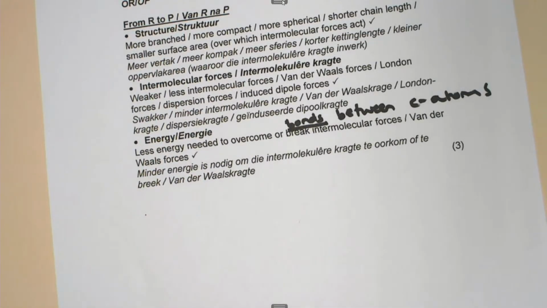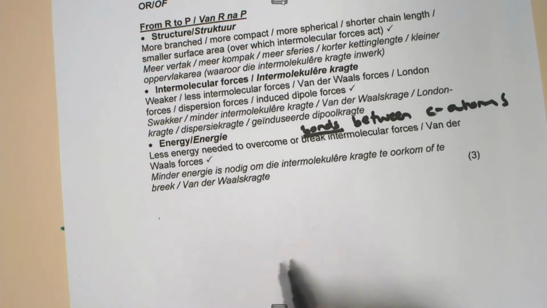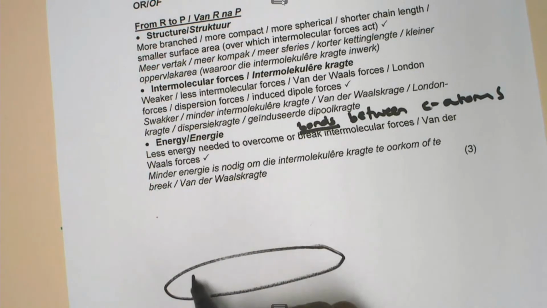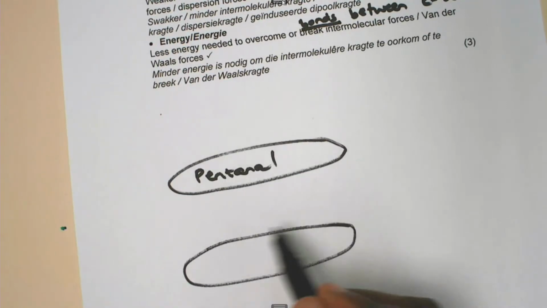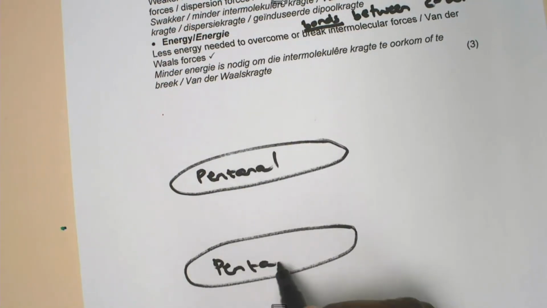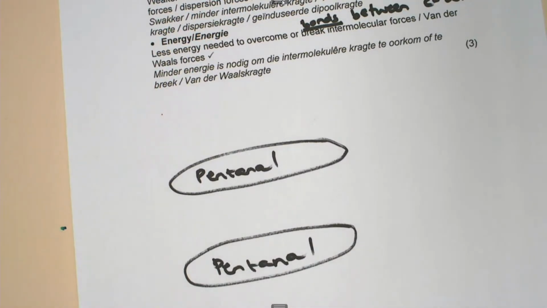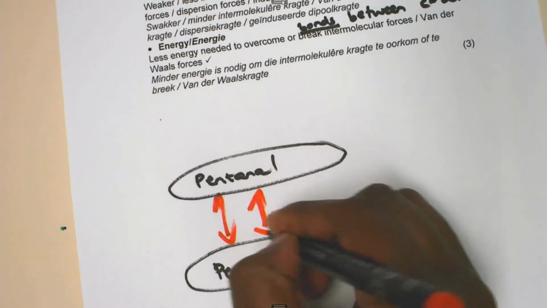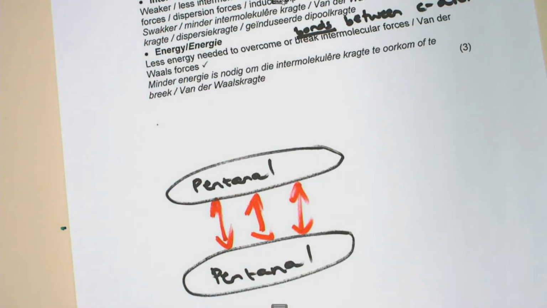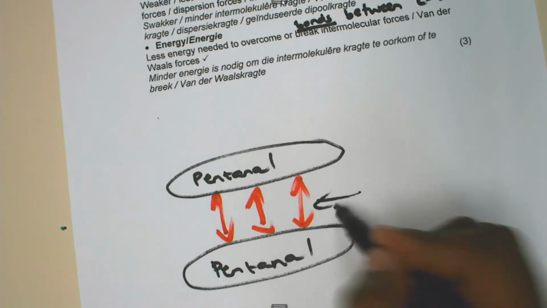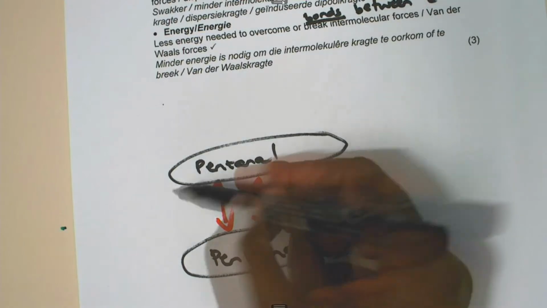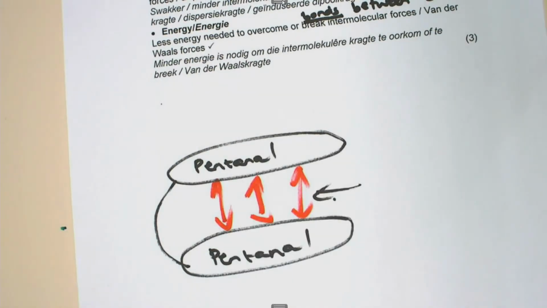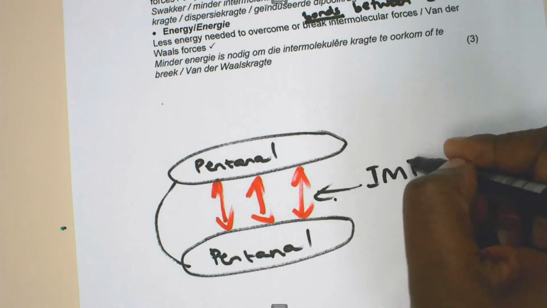For example, in this case, say for instance, you are talking about pentanal. This is a pentanal molecule. This is another pentanal molecule. In between these molecules, we have intermolecular forces. So this is what we are talking about for the phase to change. We are talking about intermolecular forces, the forces between the two molecules. So these are intermolecular forces.